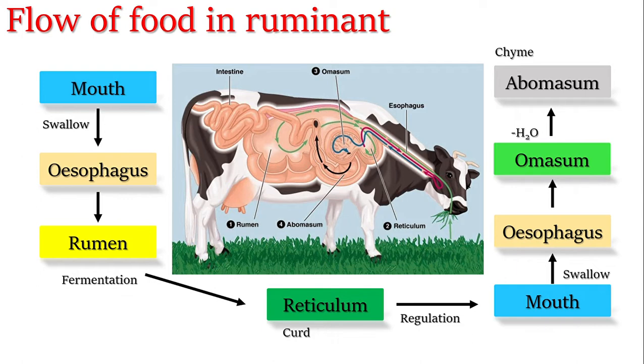Here is where the first bacterial action takes place, and the food is formed into soft cud. After that, this cud is regurgitated back into the animal's mouth, and comes back again to the mouth. And they can chew again.